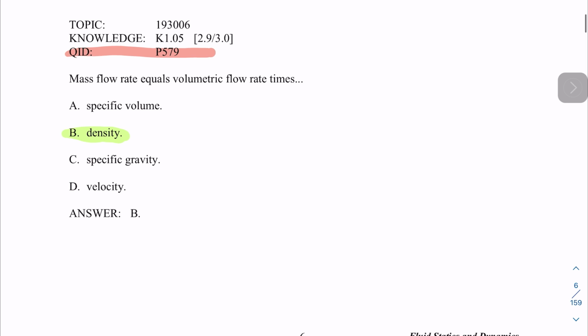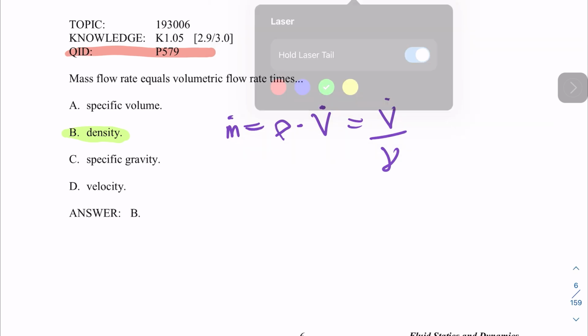Now, the next one is just another concept, and it's telling me the mass flow rate equals volumetric flow rate times... Remember the formula? Mass flow rate equals density times volumetric flow rate. We already looked into that one, or it can be, remember this one? The specific volume, it can be, oops, I put it backwards, sorry. Volumetric flow rate over specific volume. So that's what we have. So yeah, the answer is going to be the density.